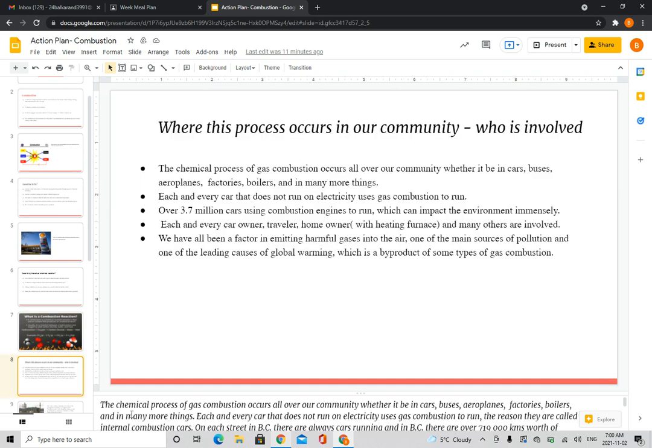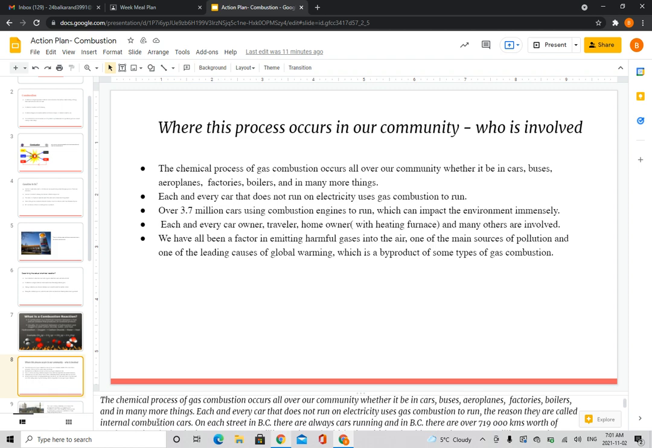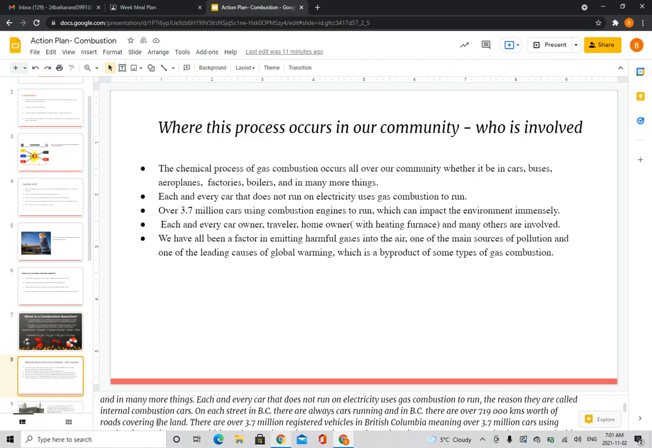Where does this process occur in our community, and who is involved? The chemical process of gas combustion occurs all over our community, whether it be in cars, buses, airplanes, factories, boilers, and in many more things. Each and every car that does not run on electricity uses gas combustion to run. They are called internal combustion cars. On each street in BC, there are always cars running.